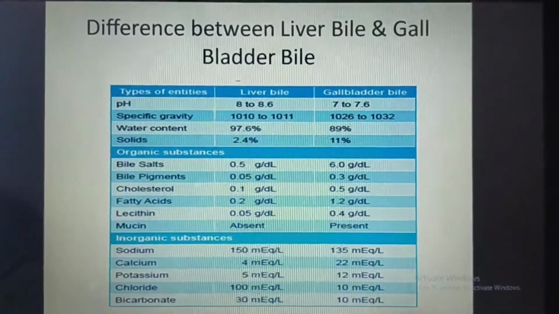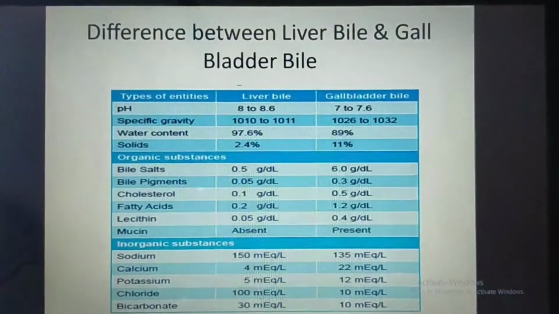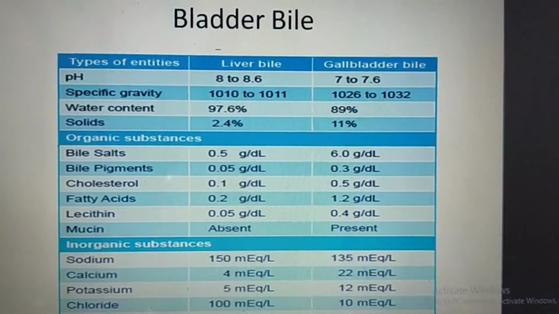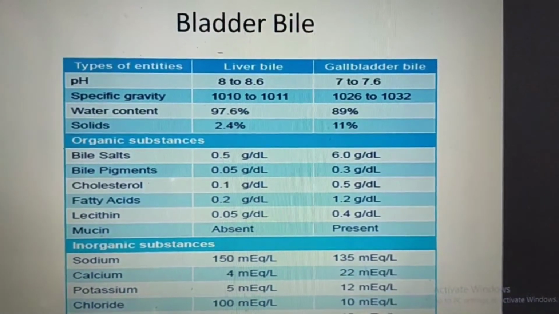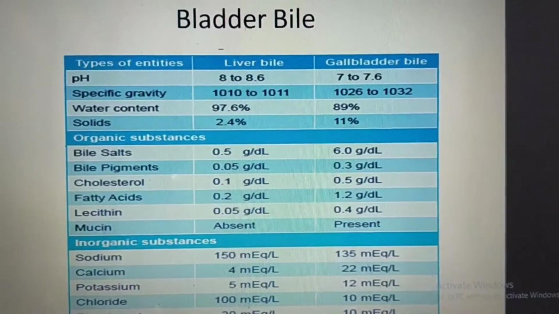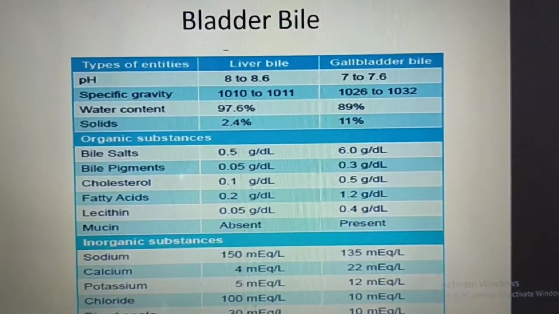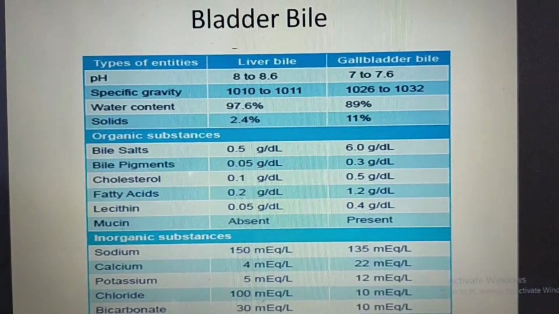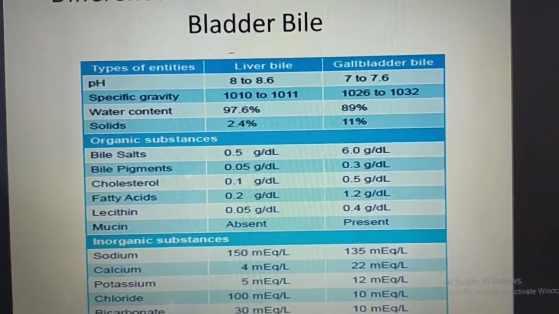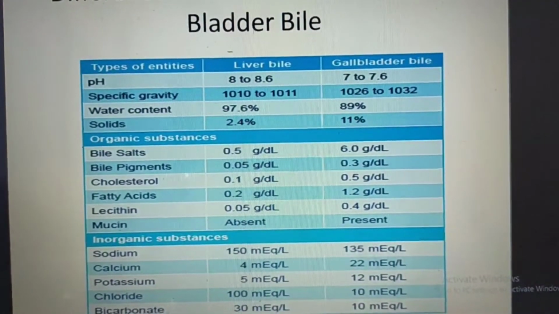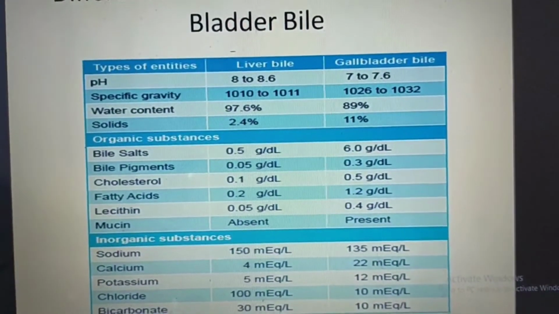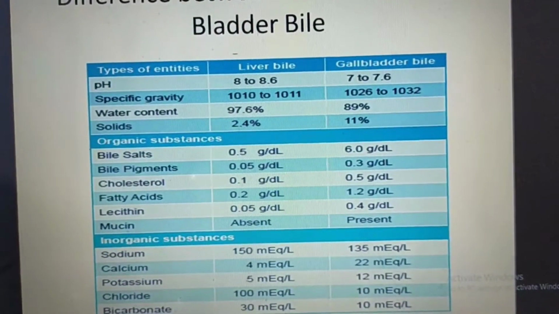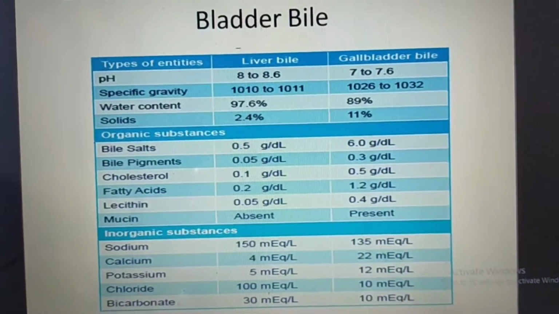So in this chart, there is a difference between liver bile and the gallbladder bile. If we are talking about the pH, liver bile's pH would be 8 to 8.6, whereas gallbladder bile's pH would be 7 to 7.6. If we are talking about the specific gravity, the specific gravity of liver bile would be 1010 to 1011, and the specific gravity of gallbladder bile would be 1026 to 1032.